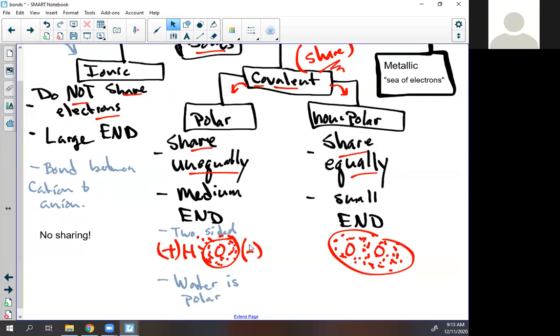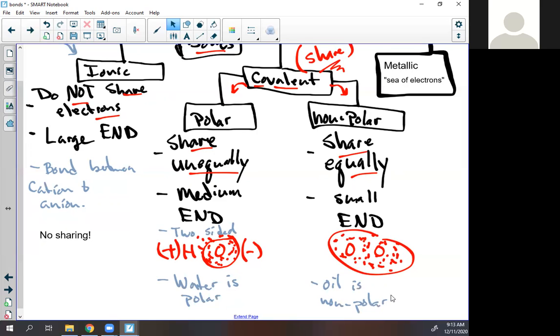Polar means 2-sided. Okay, then we have our non-polar. They're the boring ones. They share equally. They have small electronegativity differences. And then this picture right here is just trying to illustrate the electrons are shared equally between them. And then like put oil is nonpolar.